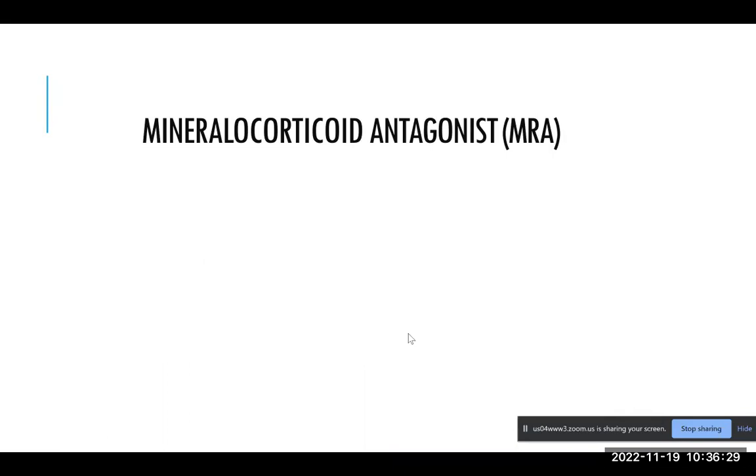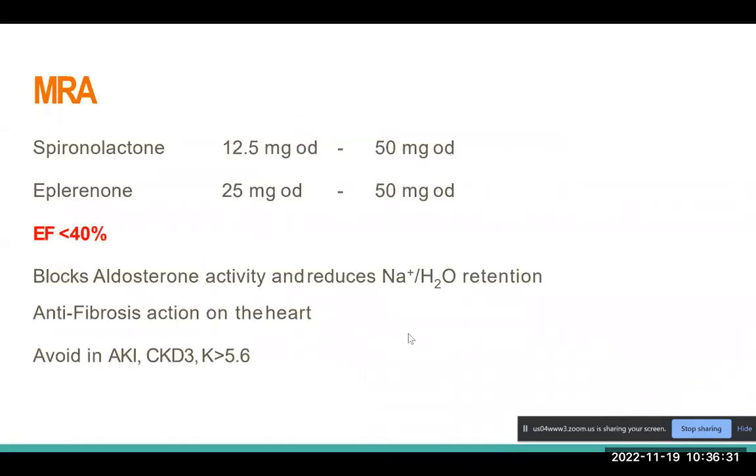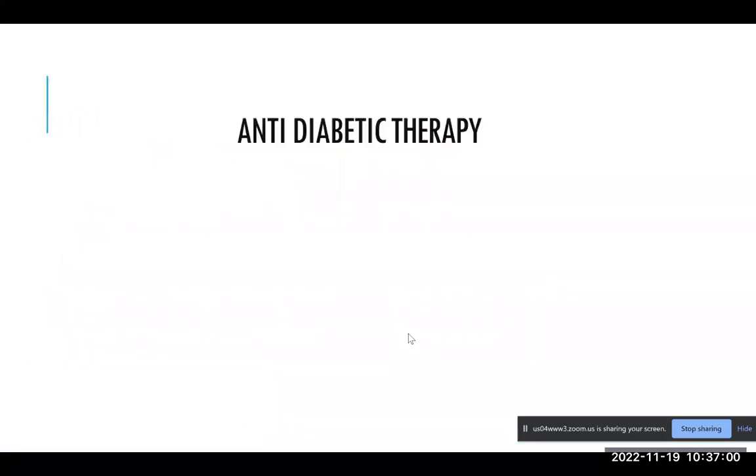Mineralocorticoid antagonists. So we have spironolactone and eplerenone in this family, and it's indicated for those patients who have ejection fraction less than 40. So generally, it blocks the aldosterone activity and reduces sodium and water retention. It has antifibrosis action on the heart. You should avoid it in acute kidney injury, CKD stage 3, generally creatinine more than 200 or potassium more than 5.6.